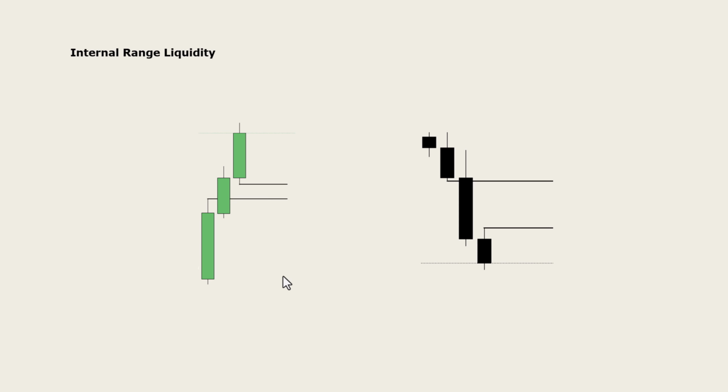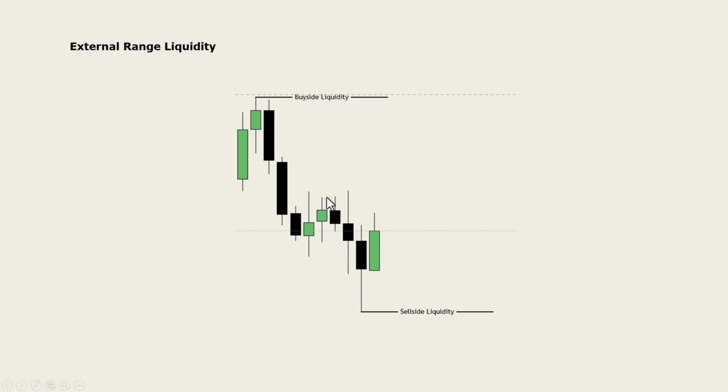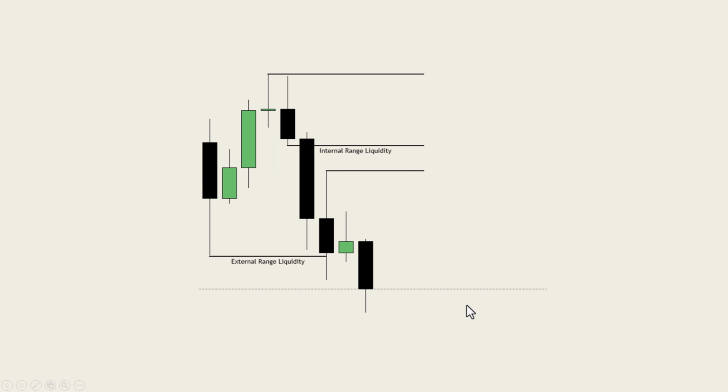Internal range liquidity is in the form of fair value gaps, and here we have a bullish fair value gap and a bearish fair value gap, while external range liquidity is in the form of swing high and swing low. In every swing high we have buy side liquidity, and in every swing low we have sell side liquidity. So let's look at the relationship between the internal range liquidity and the external range liquidity.